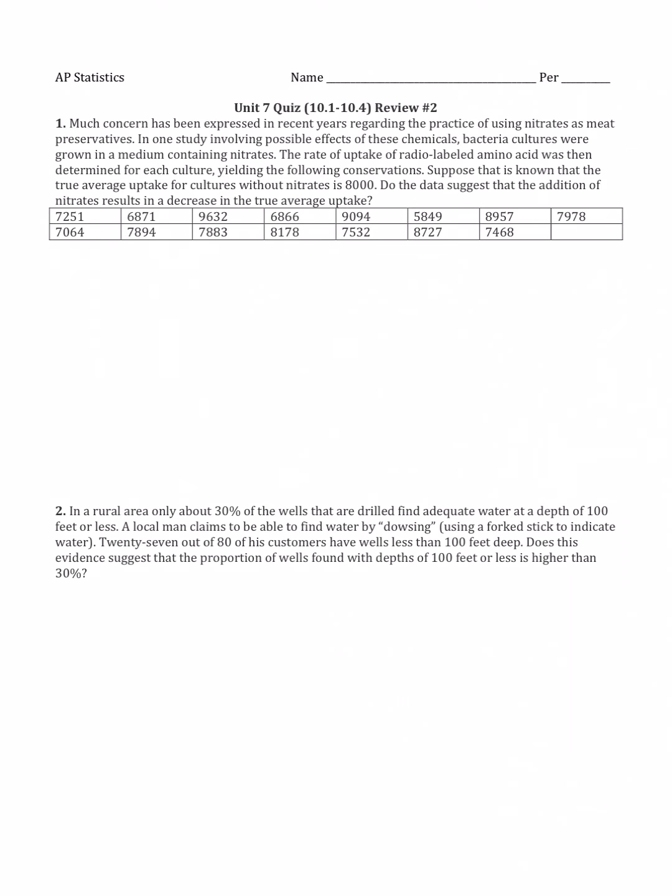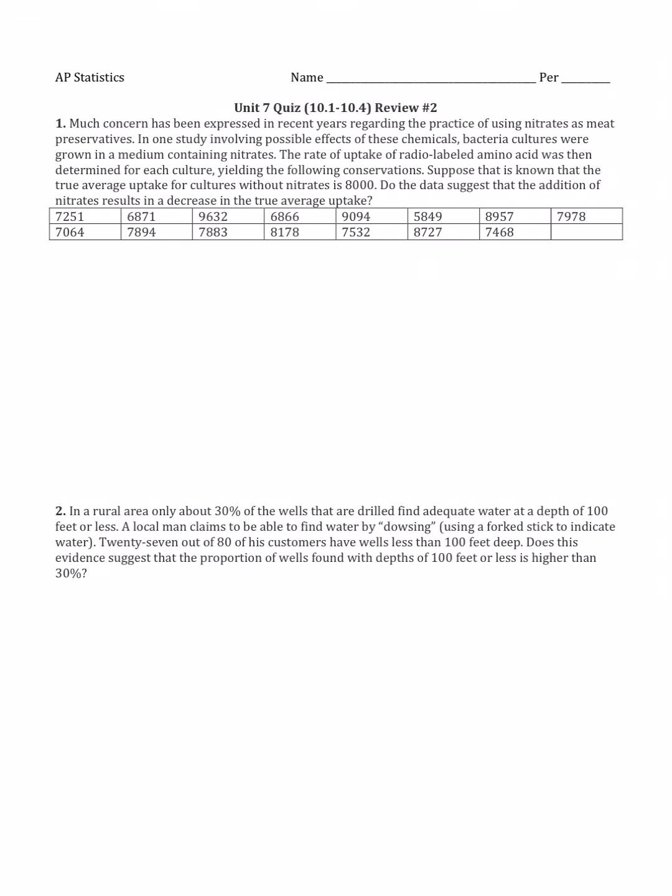Let's do this. Much concern has been expressed in recent years regarding the practice of using nitrates as meat preservatives. In one study involving possible effects of these chemicals, bacteria cultures were grown in a medium containing nitrates. The rate of uptake of radio-labeled amino acid was then determined for each culture, yielding the following observations. Suppose that it's known that the true average uptake for cultures without nitrates is 8,000. Do the data suggest that the addition of nitrates results in a decrease in the true average uptake?